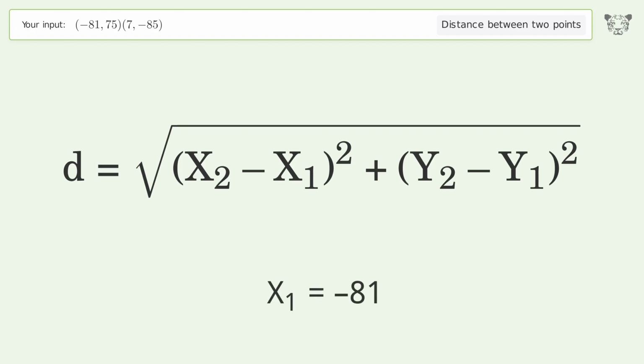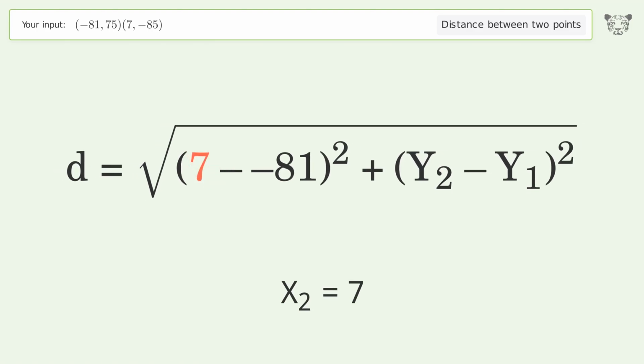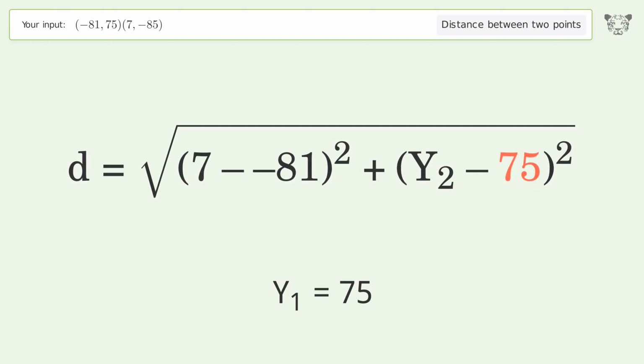x1 equals -81. x2 equals 7. y1 equals 75. y2 equals -85.